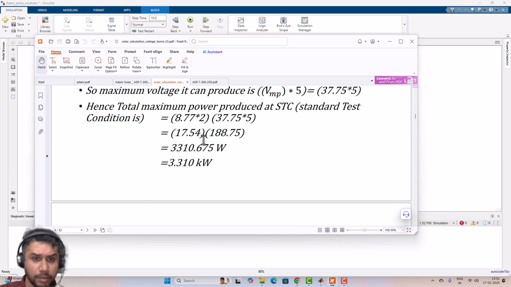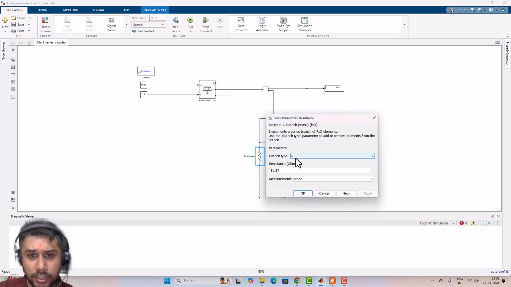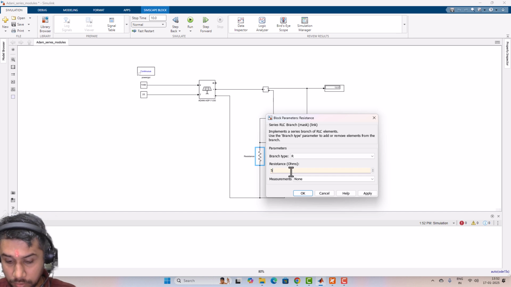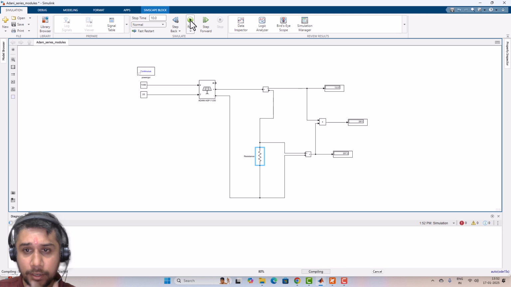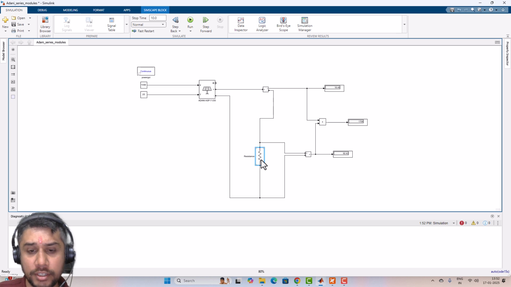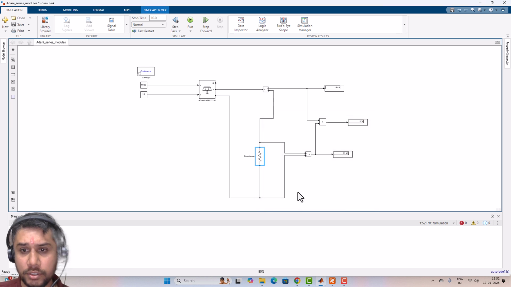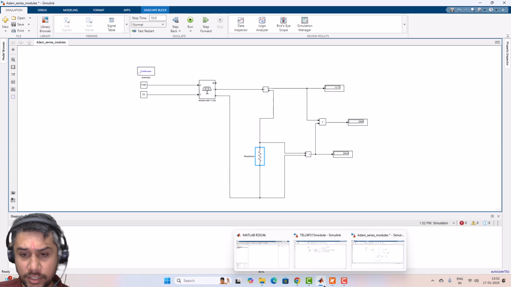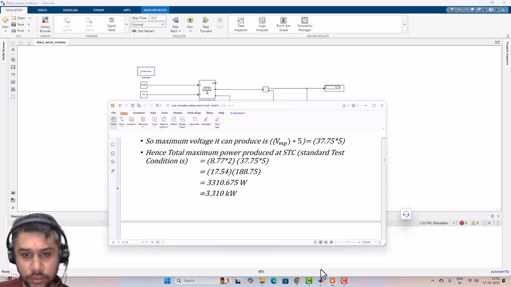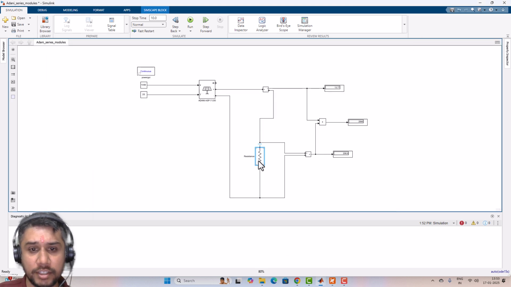Current is 17.54. So I have to increase the value of current. So 5 ohms, the value of resistor. Run. So it is reducing the value of voltage. So increase the value of resistance. 15 ohms. Again run this. Yes, 13.77. Yes, it is 17.54, so I have to reduce the value of resistance.